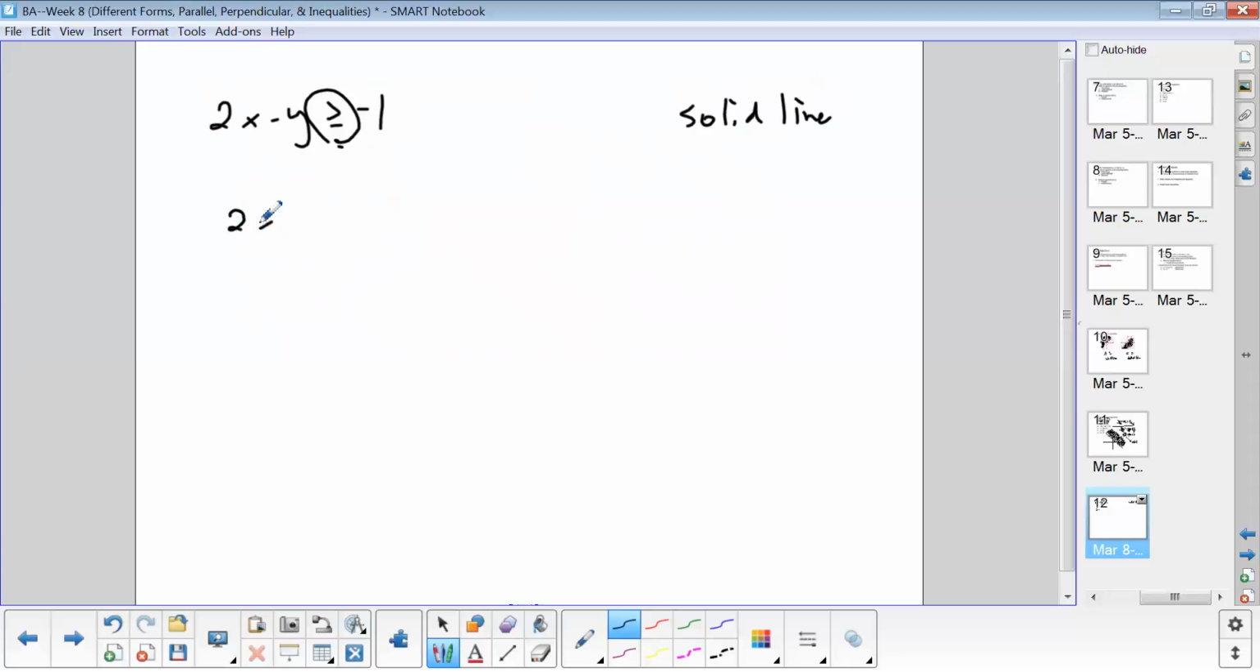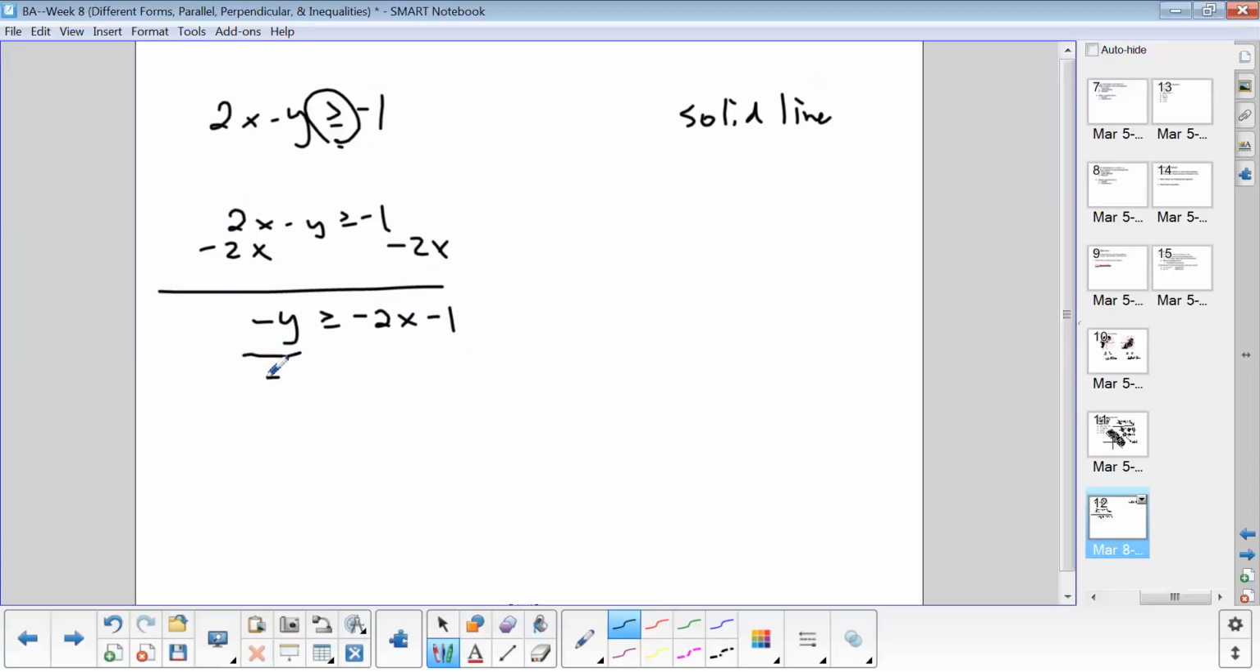So we're going to solve it for y, and I'm going to subtract 2x from both sides. So I get negative y is greater than or equal to negative 2x minus 1. And something we have to be careful of is that since I'm dividing by a negative 1 coefficient, dividing by a negative is going to cause me to switch the inequality symbol from greater than or equal to, to less than or equal to. Negative divided by negative would be positive.